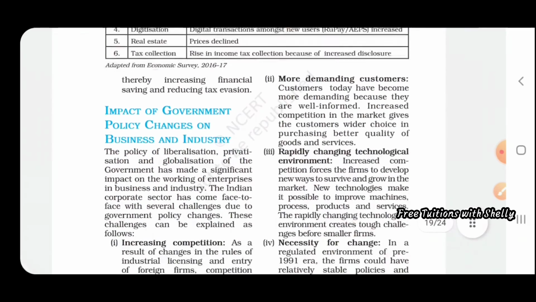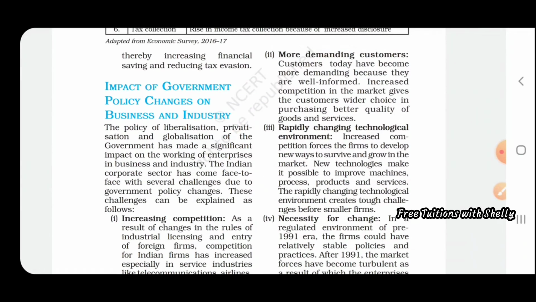Our last topic is about the impact of government policy changes on business and industry. This means what was the effect on business and industry when the government introduced different policies?